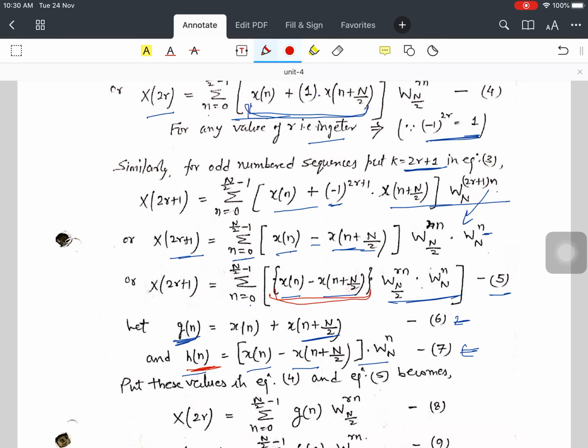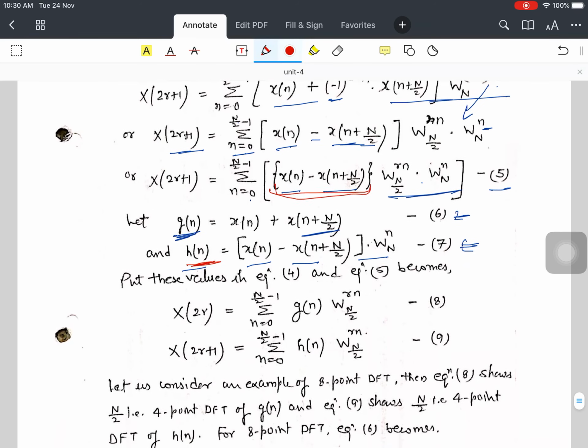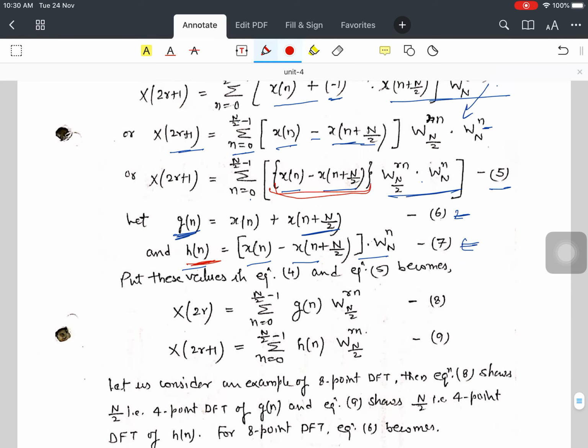So, when you put these equations, we will get x[2r] equal to the sum from n equal to 0 to N/2 minus 1 of g[n] W_{N/2}^{rn}, and x[2r+1] equal to the sum from n equal to 0 to N/2 minus 1 of h[n] W_{N/2}^{rn}. So, this is equation number 8 and equation number 9. Clear? Now, let us consider an example of 8 point DFT.